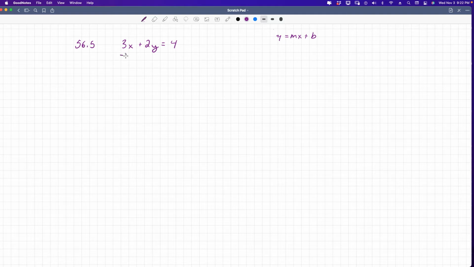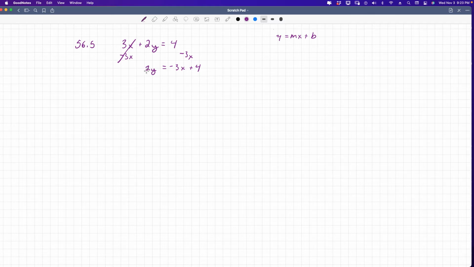We're going to subtract 3x from both sides, right? This will cancel. We'll bring 2y down, and it's going to equal negative 3x plus 4. Because the x goes first, just like over here, right? We want to have our x term, then our b term.